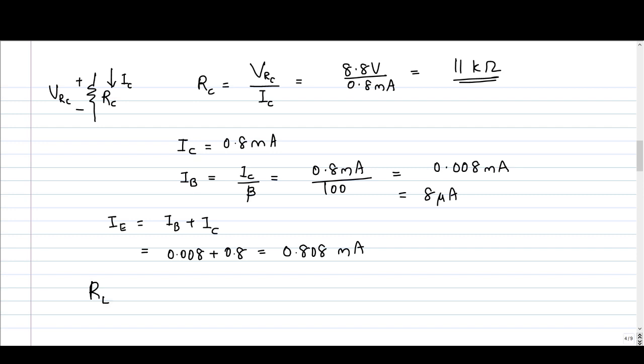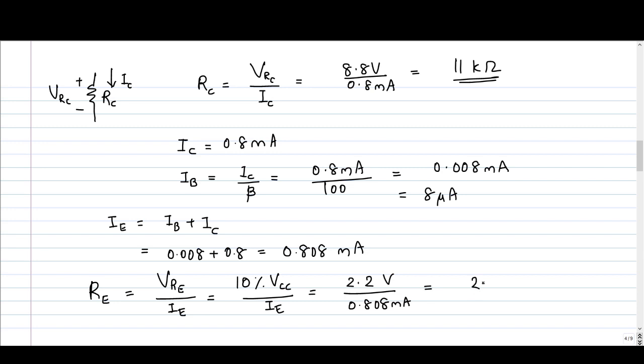So what will be RE? RE is voltage drop across RE divided by current flowing through RE, that is IE. VRE is 10% of VCC divided by IE. 10% of VCC we have calculated, we got it as 2.2 volt divided by IE. IE is 0.808 milliampere. So you will get the value of RE. RE is around 2.72 kilo ohms. So you can check it. So we got both RC and RE. Now we have to calculate the values of the potential divider, R1 and R2.